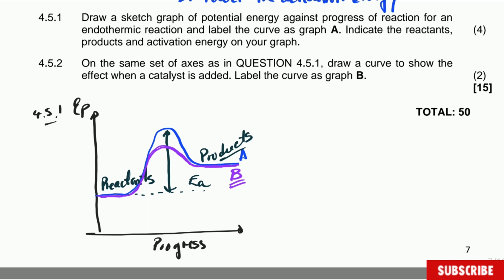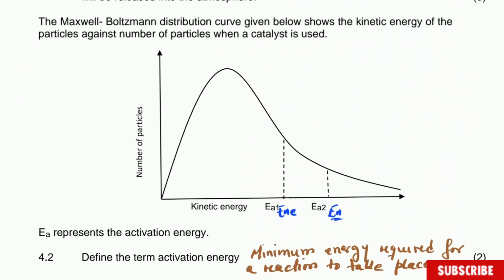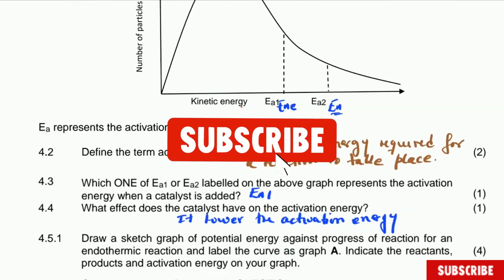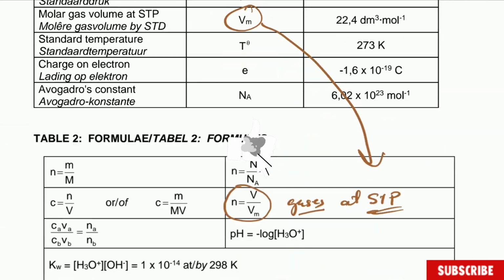Guys, this is the question. The question said label the curve B, and then there is nothing else to add in there. So that is the question, guys. I hope you understand. This is question 4 from this other test related to the rate of reactions.